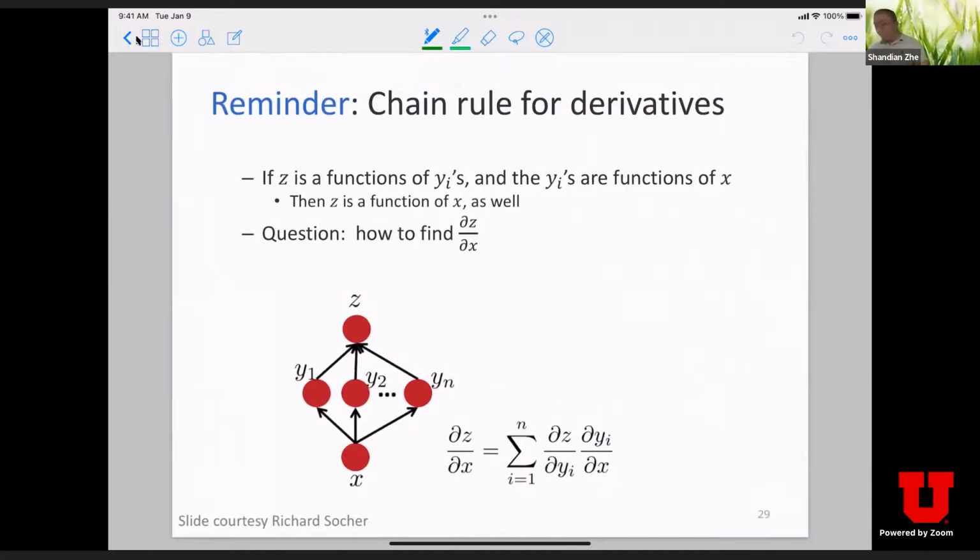So in general, if z is a function of n variables, y1 to yn, and each yi is a function of x, then when we compute partial z over partial x, we got n paths from x to z, right? And then you just compute the product of the partial derivatives along each path and add them together, right? Which is here. Okay, so any questions so far?